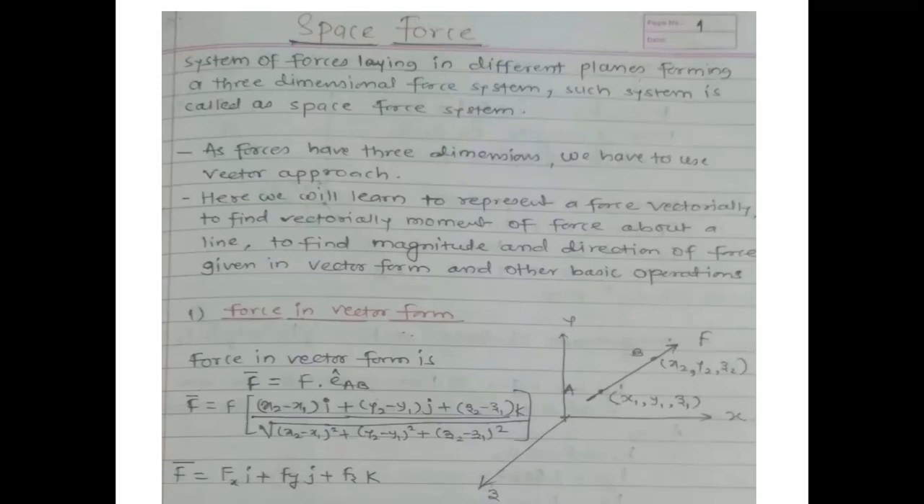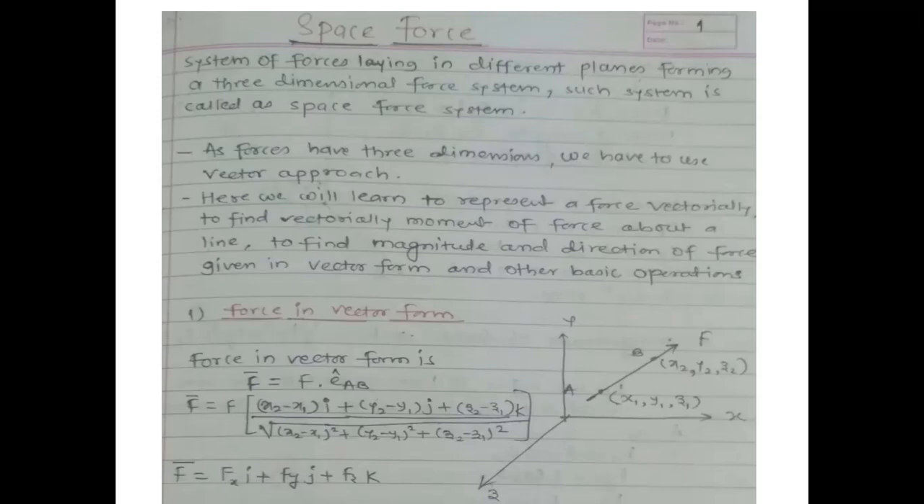Here, we'll learn to represent a force vectorially, to find the moment of a force about a line vectorially, and to find the magnitude and direction of a force given in vector form. Another basic concept, with the basic operations, we are going to learn over here. First of all, try to understand what a space force is.